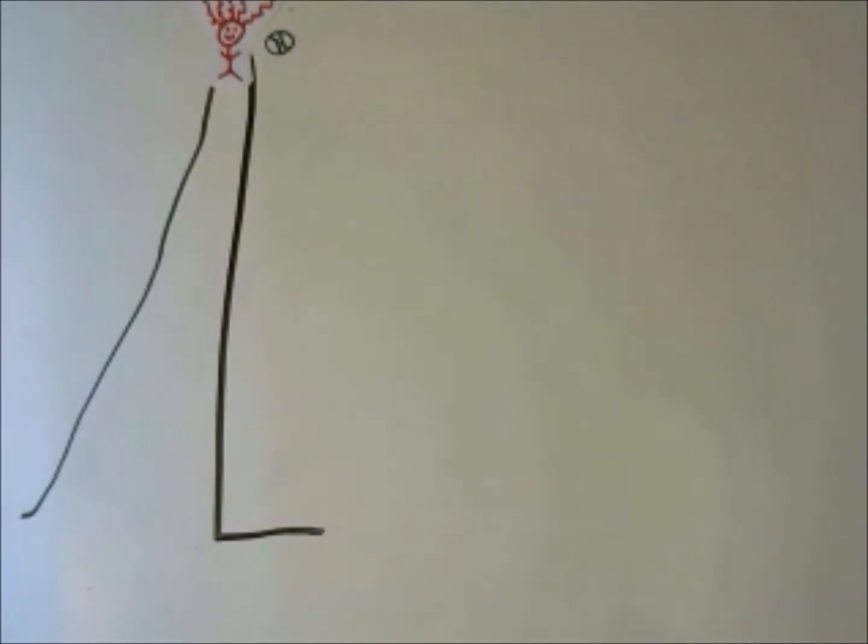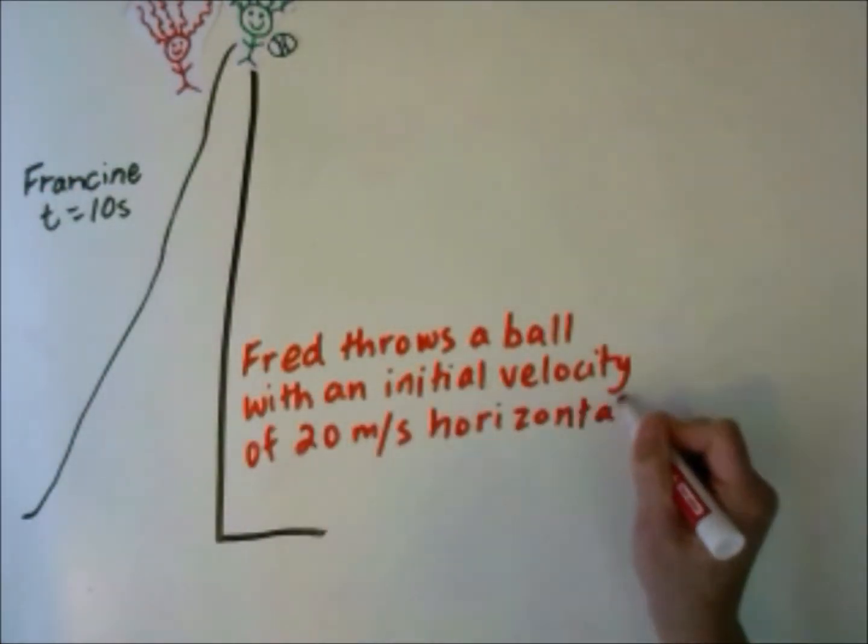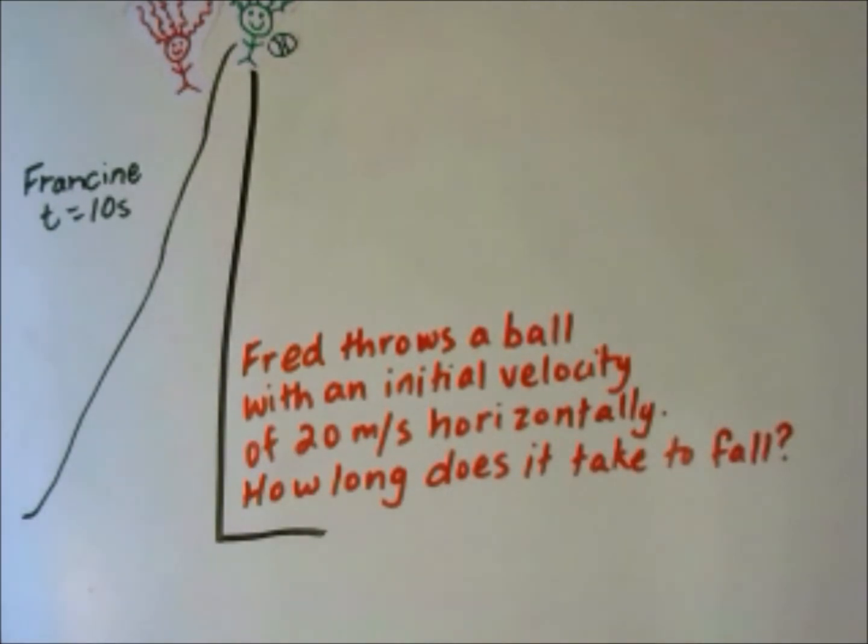Remember Francine dropping her baseball from the top of the cliff? Now Fred is at the top of the cliff. He thinks that if he throws the ball very quickly, he can keep it in the air longer than Francine. If you remember, Francine's time was 10 seconds. Fred throws a ball with an initial velocity of 20 meters per second horizontally. How long does it take to fall?